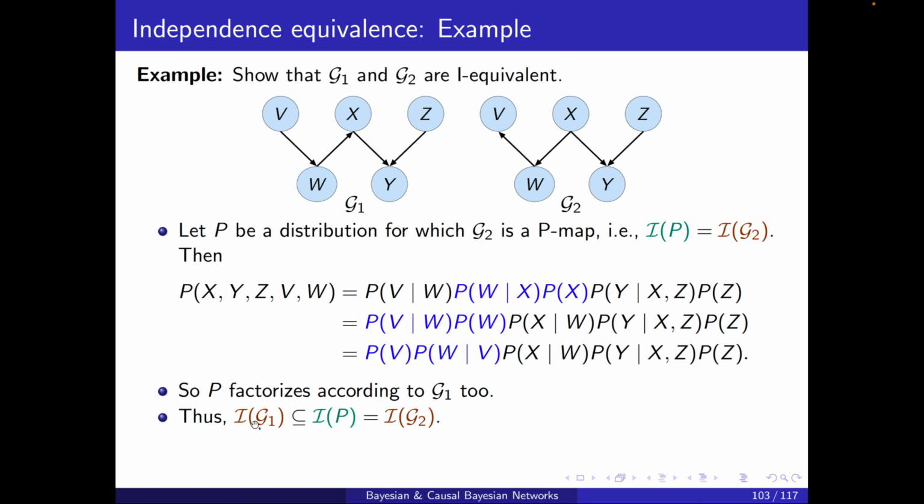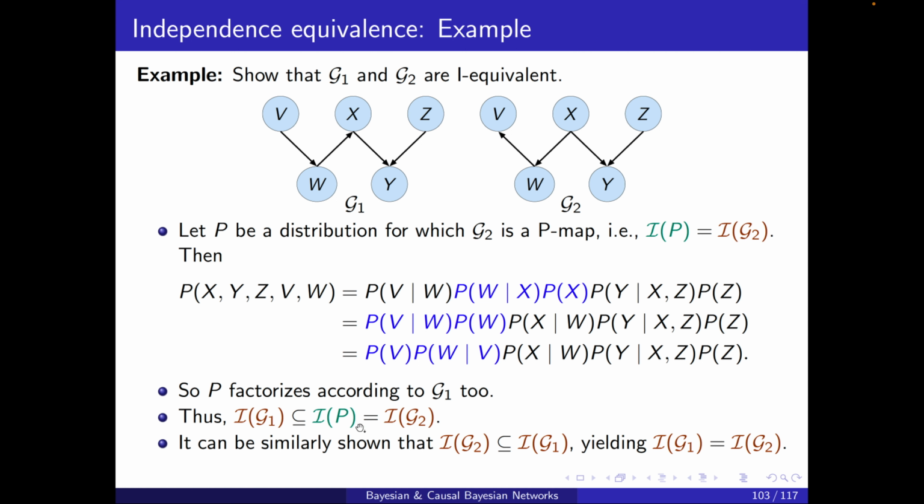This means that I of G1 is a subset of I of P, because we just saw that P factorizes according to G1. It may have additional independencies, but it certainly holds that I of G1 is a subset of I of P. We don't know if it's a P map for G1 yet. But then we know that I of P equals I of G2 because we consider it to be a P map. So I of G1 is a subset of or equal to I of G2, and it can similarly be shown that I of G2 is a subset of or equal to I of G1. So the two of them will yield I of G1 being equal to I of G2.